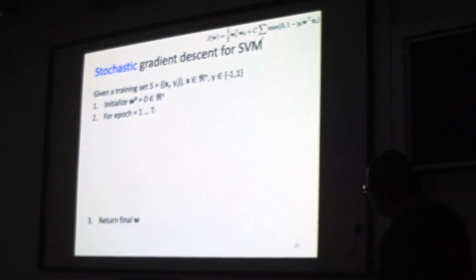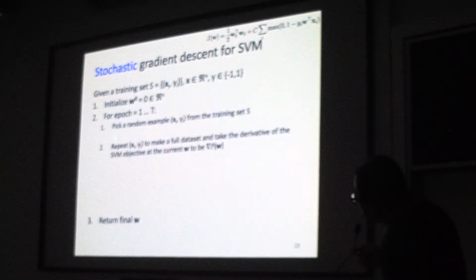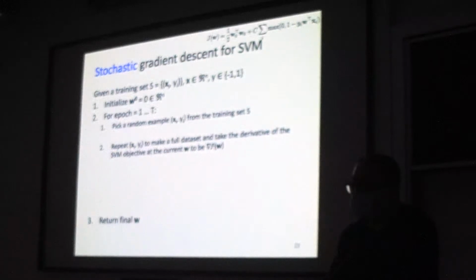Okay? And then we're going to go through big T epochs. Remember, each epoch means I'm going to pass through the data once. So inside each epoch, every time I just pick a random example, xi, yi, from the training set S. And now I'm going to duplicate this example many times to make a full data set. In other words, I'm going to fake a new data set with xi, yi by simply duplicating them, to make sure this full data set has the same size as the original training set.